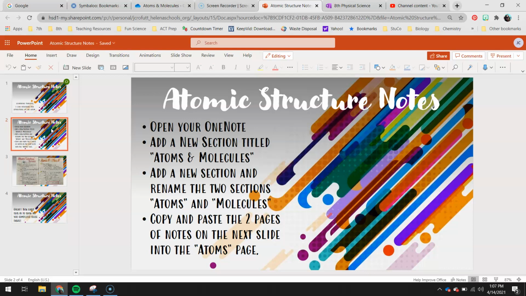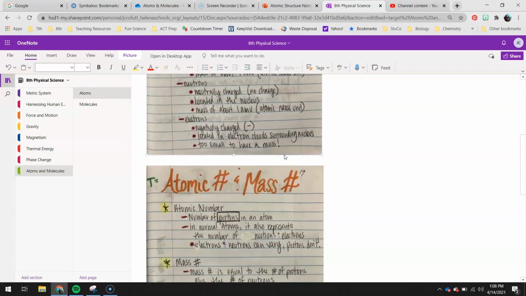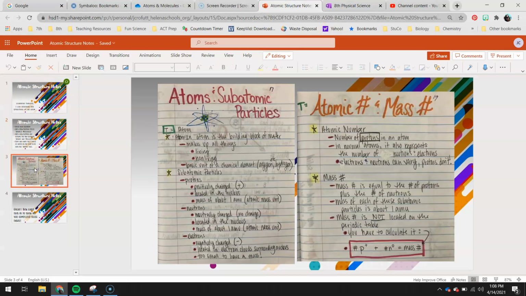First, what I want you to do is open up your OneNote and add a new section titled Atoms and Molecules. So here's my OneNote. I added a section, Atoms and Molecules. And then you will need to create a second page. You should already have one available when you make that new section. So rename that first one Atoms, add another page and rename it Molecules. Then copy and paste the two pictures you find on this next slide into that first Atoms page.